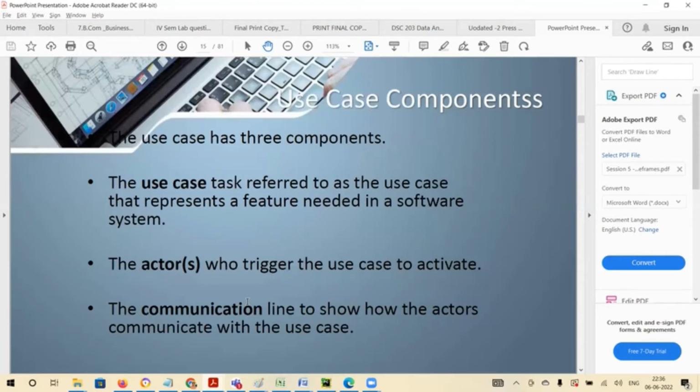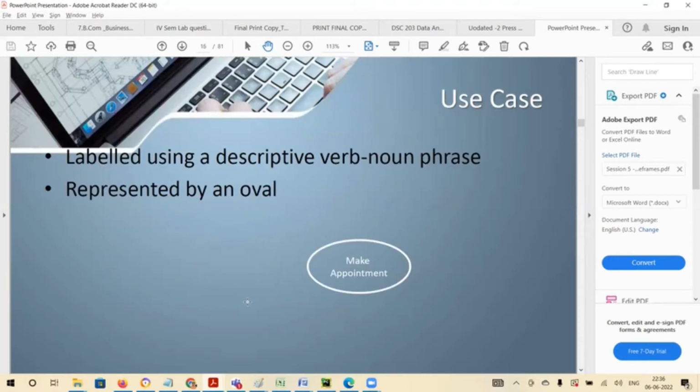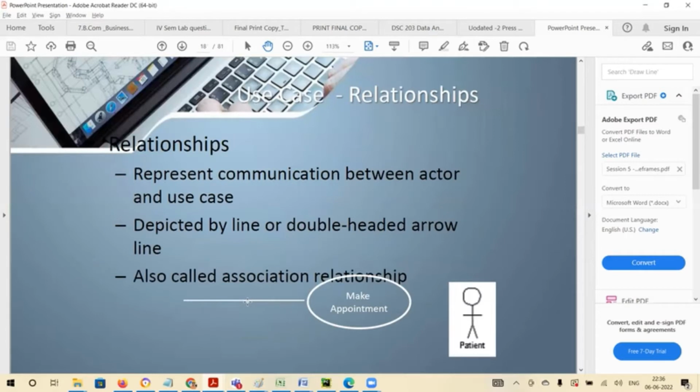A use case represents a feature needed in the software. The actor is who triggers or is involved in that activity. And communication is the line shown between actors and the use case. So you have make appointment, you have patient, and a line here indicating communication, or the relationship. So no question on actor and use case, correct? You understand what actors and use cases are? Yes, sir.